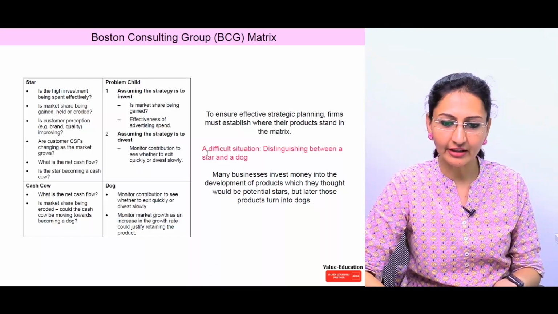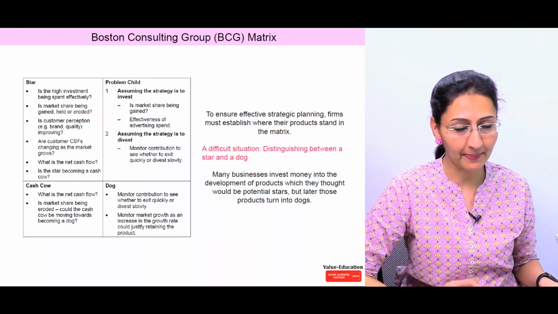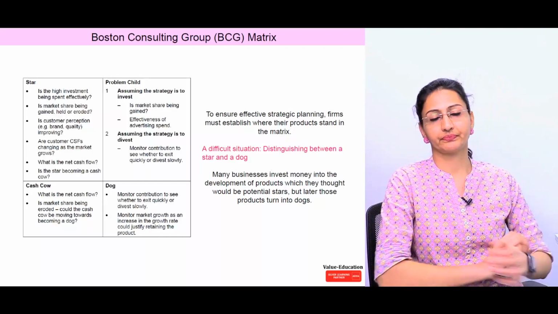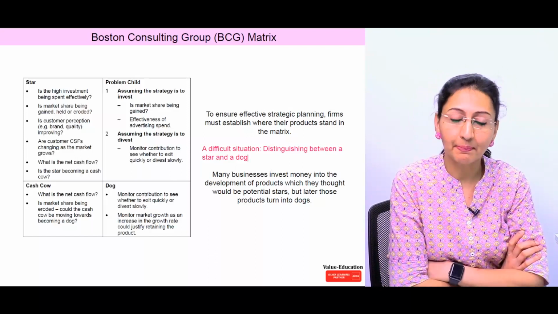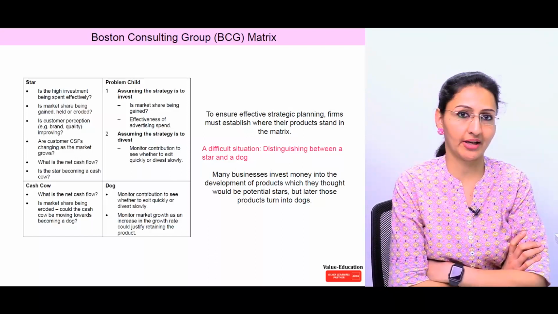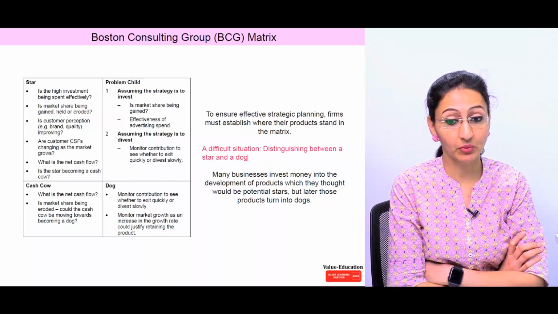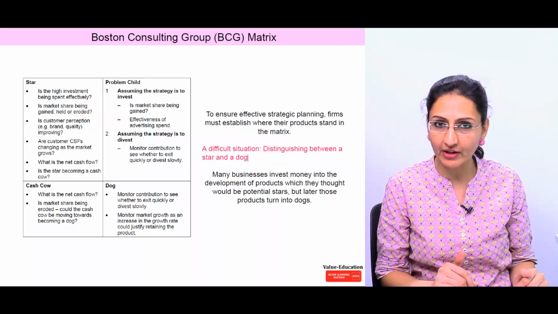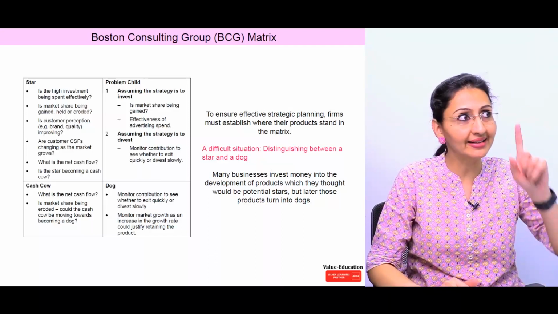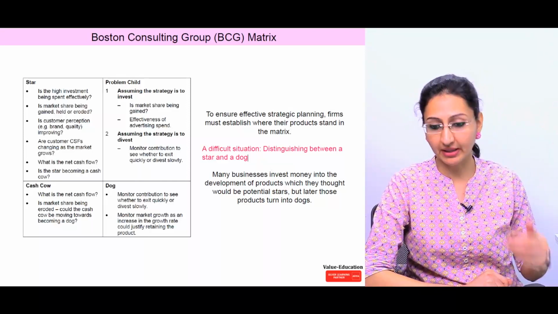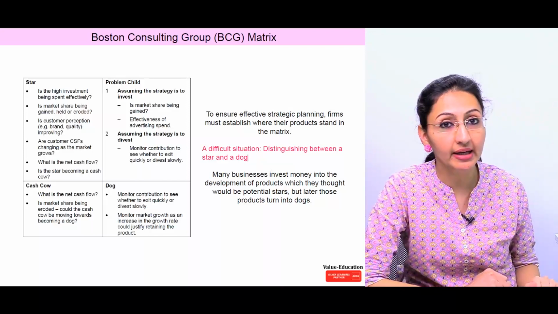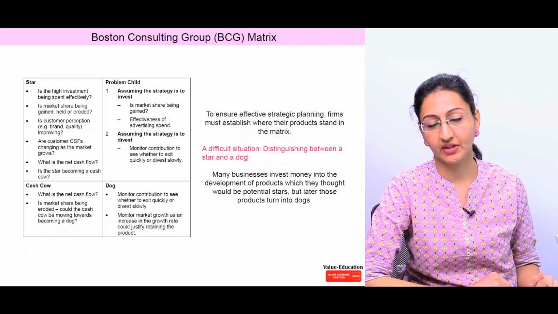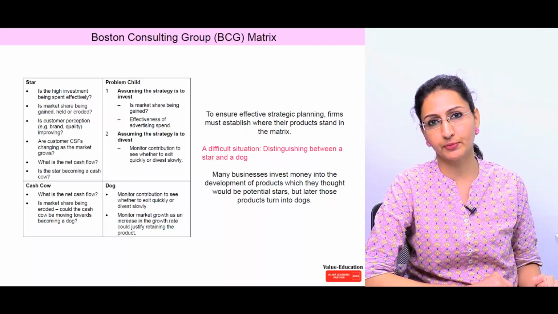Then there is a difficult situation here. Sometimes what happens, you think that a particular product is a star, but it turns out to be a dog. That's a problem. That's a practical situation which has happened a number of times with companies. Sometimes the companies think that they need to invest more money in the development of a product which they think is a potential star. But later on, these products turn out to be dogs. And then finally, they have to divest it. They have to sell them off, stop manufacturing that product.